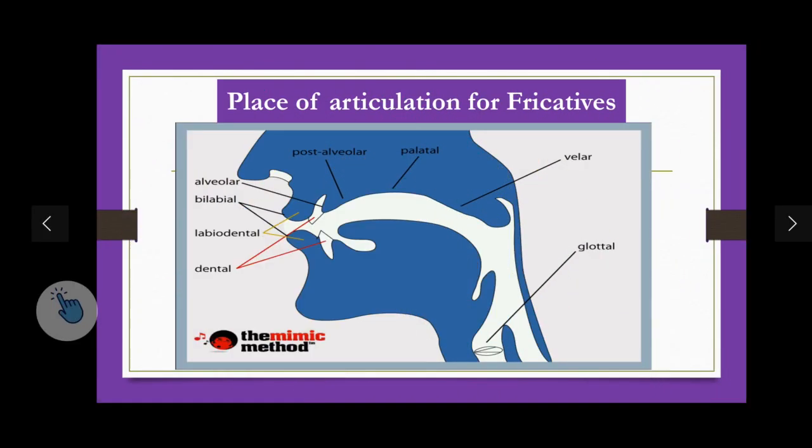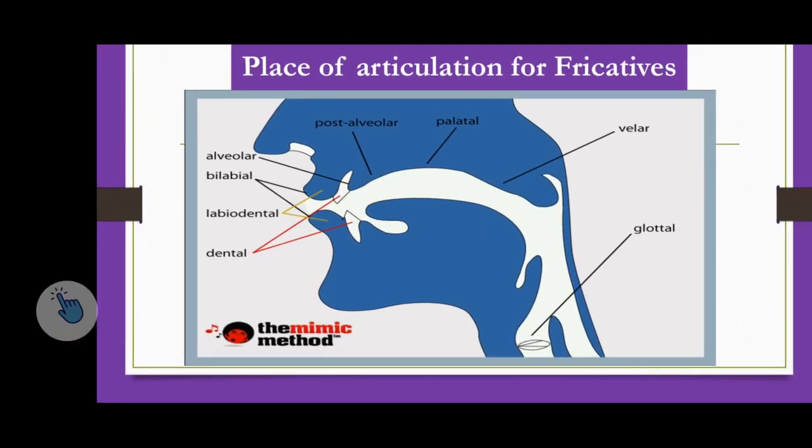Here you can see the places of articulation for fricatives. The first one is dental. I told you that you have to use your teeth, upper teeth and lower teeth, for dental sound. And here we have labiodental, you have to use your lip and teeth. Here we have bilabial, you have to use two lips, upper lip and lower lip.